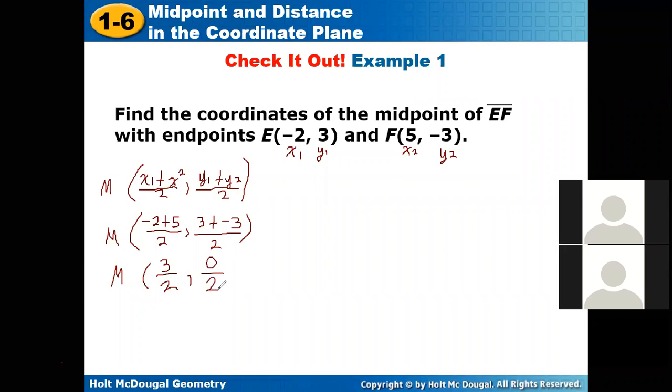Okay, so let's see what else we can do. If we divide 3 by 2, it's going to be 1.5, okay? And if we divide 0 divided by 2, what is the answer then? 0. Exacto. So that's basically the answer of this midpoint, okay? Any questions about how to apply this formula? Okay, so that's gonna be the midpoint of the segment EF.